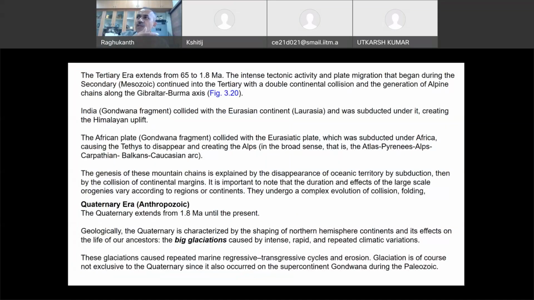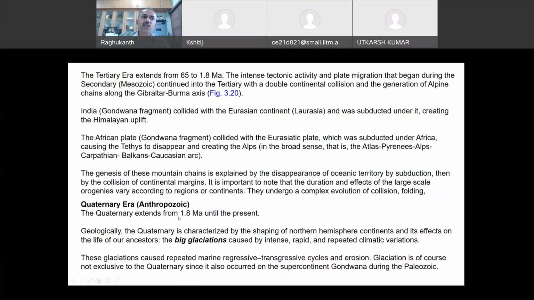Now after this era, we have the tertiary era, that is from 65 million years to 1.8. That is the ammonites I showed you at 65. Then we had intense tectonic activity, plate migration happened because India was not part of this one. So India collided with Eurasia, and the Himalayas got formed, and we started getting all these fossils and other things also happened.